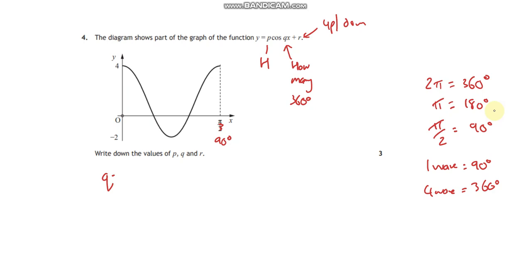So Q is equal, I'll write over here with the working, so Q is equal to 4. You wouldn't have to do any working, you could just state these, that's right.